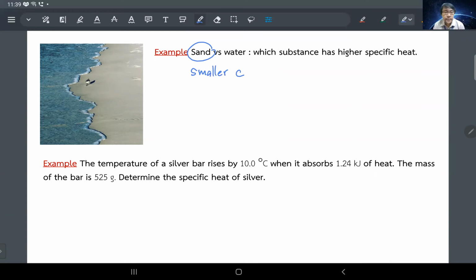All right. Cool. Due to the temperature change, that's obvious. So that's evidence showing that the sand should have a smaller C. All right, so let's take a look at a quick, simple example.